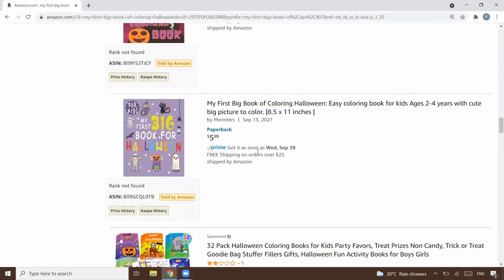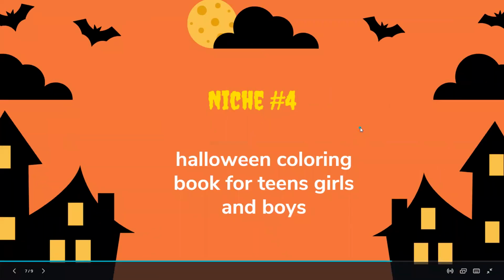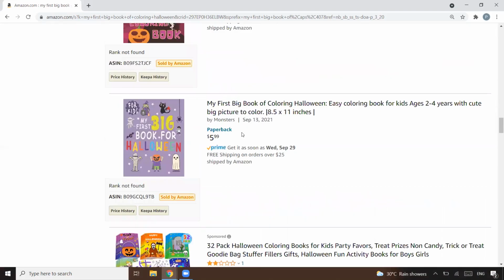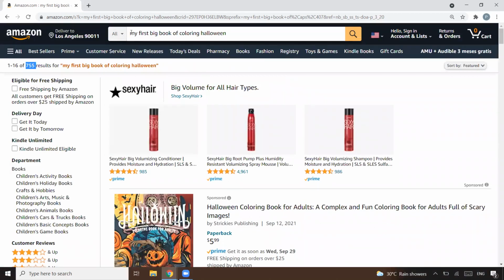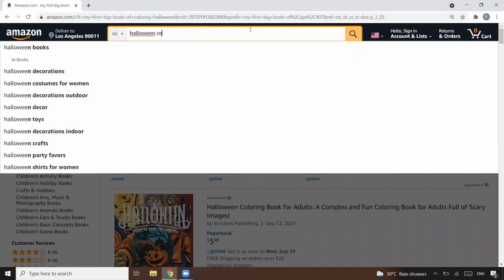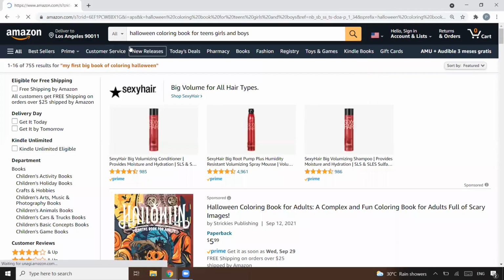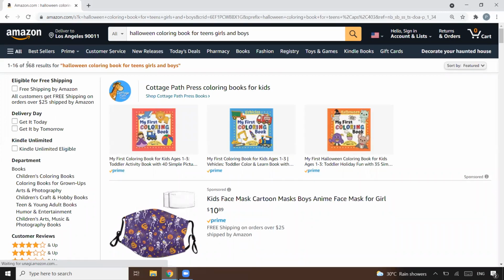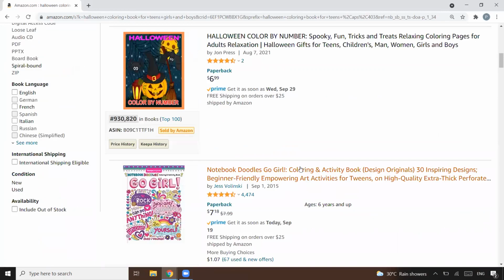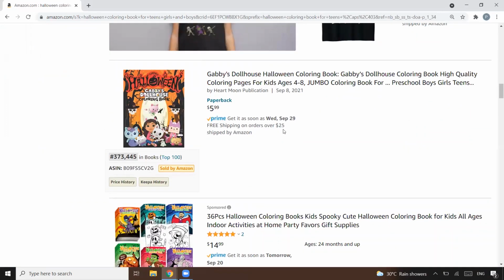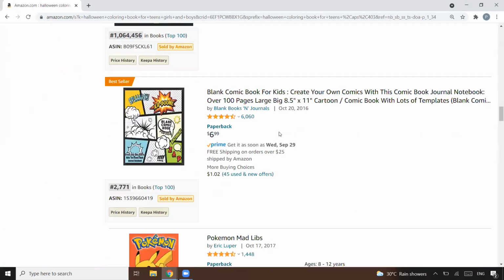Okay, so this was niche number 3, and let's now take a look at niche number 4. This is once again a coloring book, because coloring books sell very well during the Halloween theme. Niche number 4 is Halloween coloring book for teens, girls, and boys. A very long keyword, but it's low competition. Amazon is giving us the suggestion, and once again, it is just 568 results, less than 1000. The earlier one that we saw was definitely very, very low competition and high demand, but this too is once again a competitive candidate.